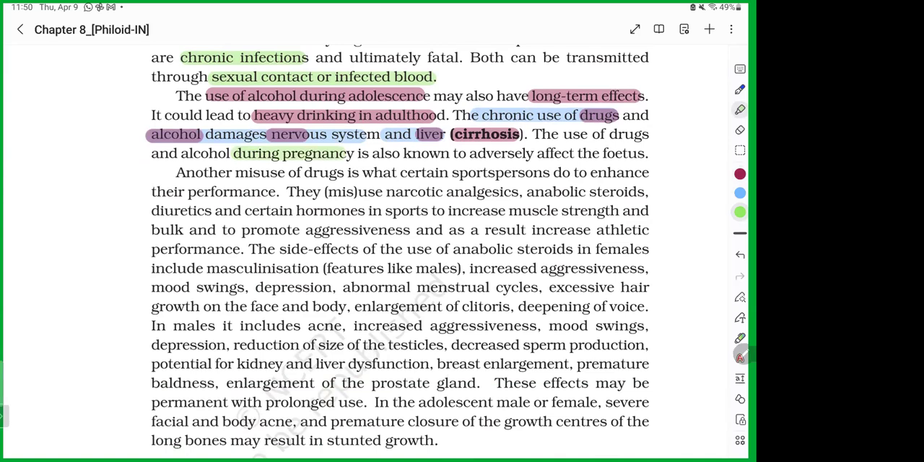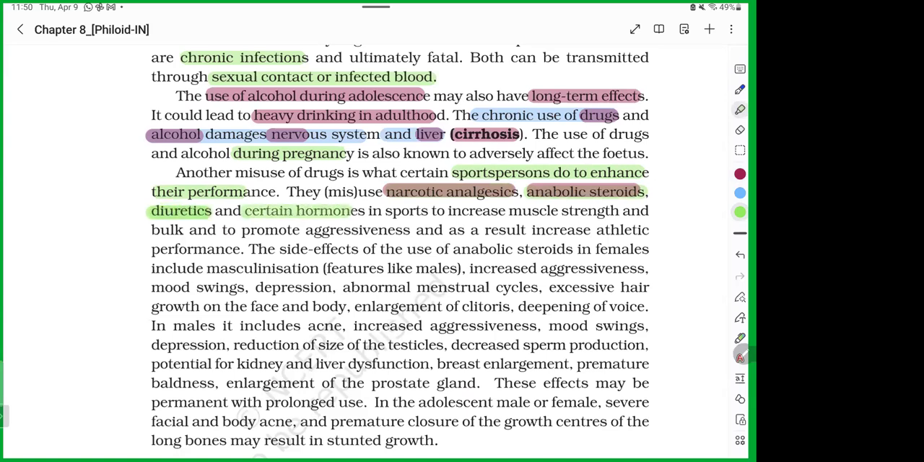Sometimes sports people abuse drugs to increase their performance. They misuse analgesics. They misuse anabolic steroids. They use diuretics. And this question can be asked: what are the misused drugs? They will give options like this: analgesic. Analgesic means painkiller. They reduce pain. Anabolic steroid is to increase mass, increase weight. Diuretic, more urine will pass.